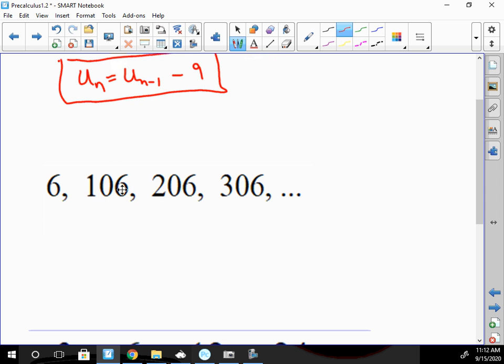This one, what am I adding each time? Looks like I'm adding 100 each time. Fairly easy to see. So u sub n equals the term before it, which is u sub n minus 1, plus 100. And that's all I need.